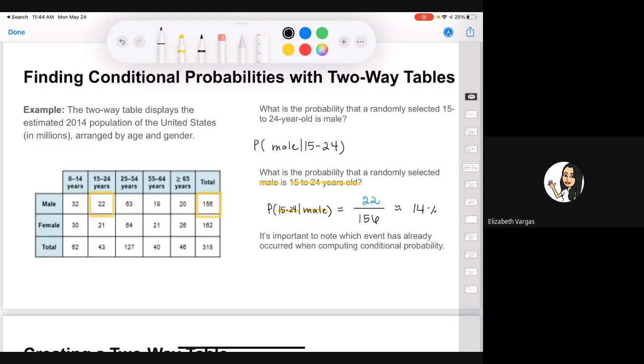So you can see how that's kind of worded different. And so that means that what I'm going to put in is a little bit different. So first I'm looking for the total number of 15 to 24-year-olds, which is 43. And then I'm looking for the total number of 15 to 24-year-olds who are male, and that is 22. And so that is approximately 14%. Okay, so basically I'm just using this table again to calculate these things.